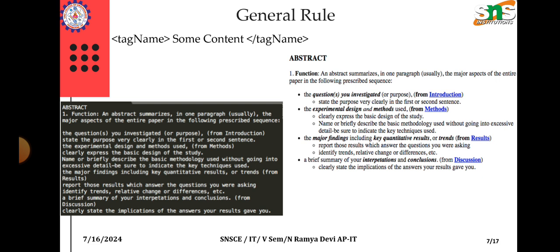So this is the general rule of an HTML tag. An HTML tag starts with a tag name, and then we have to close it: we write the content and then give a backslash and again the tag name.